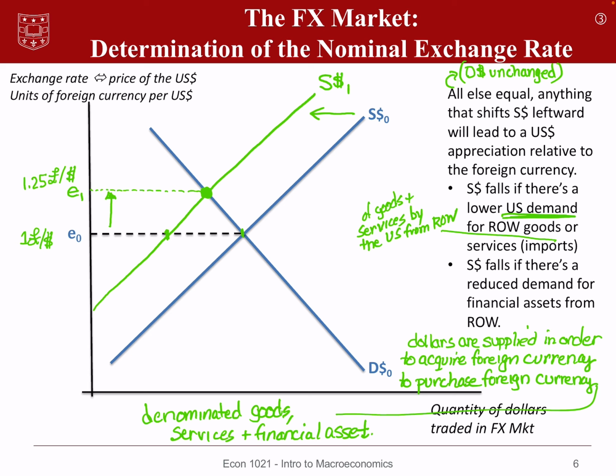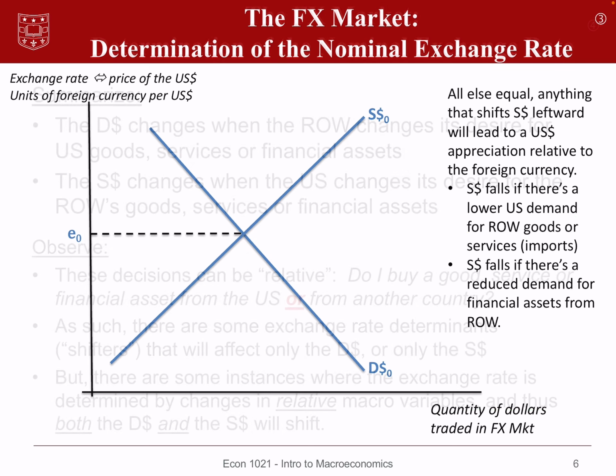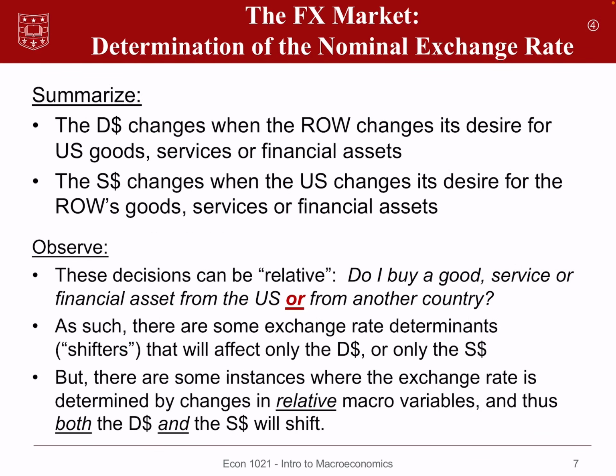So with that, what we can do is summarize and then move on. So what's our summary? Our summary is that the demand for dollars is changing when the rest of the world changes its desire for U.S. goods or services or financial assets. So if the rest of the world wants more of U.S. stuff, then the demand for dollars is going to rise and vice versa.